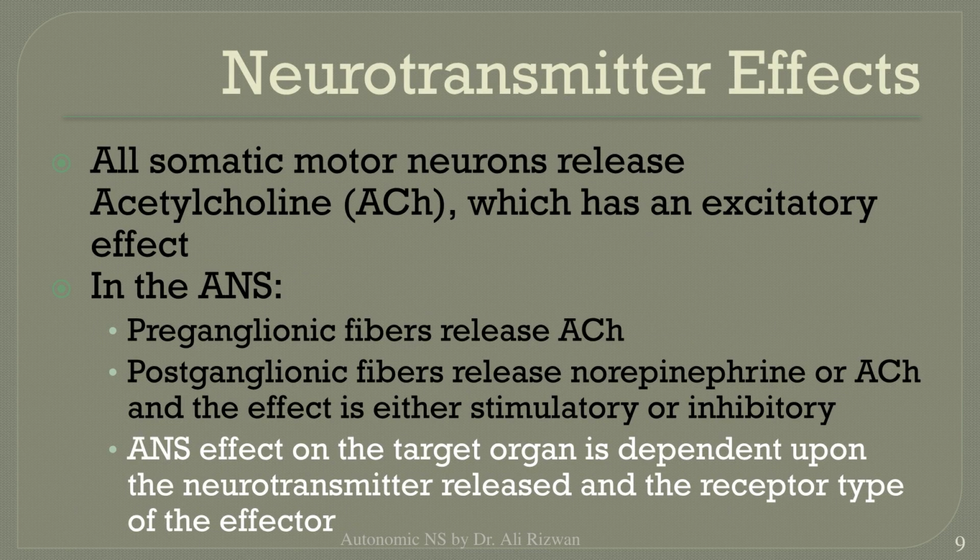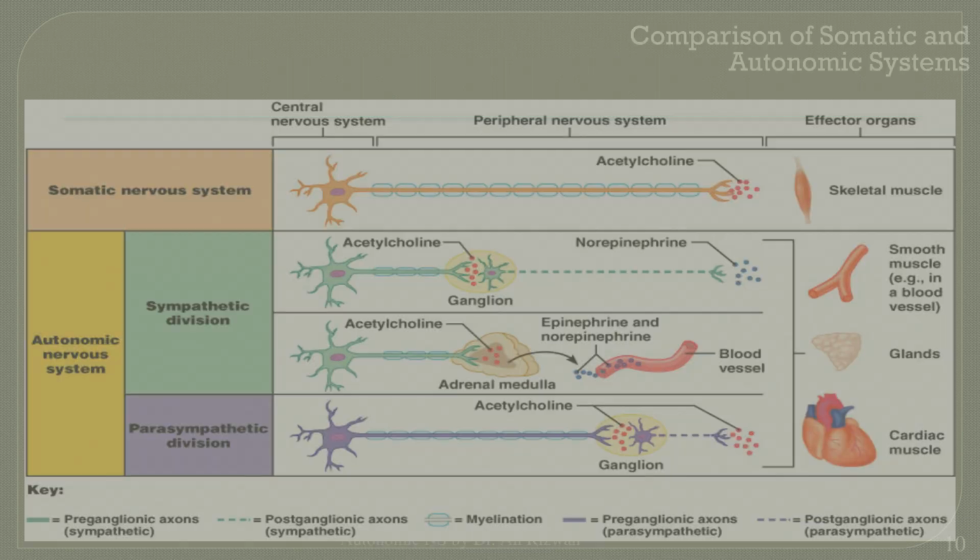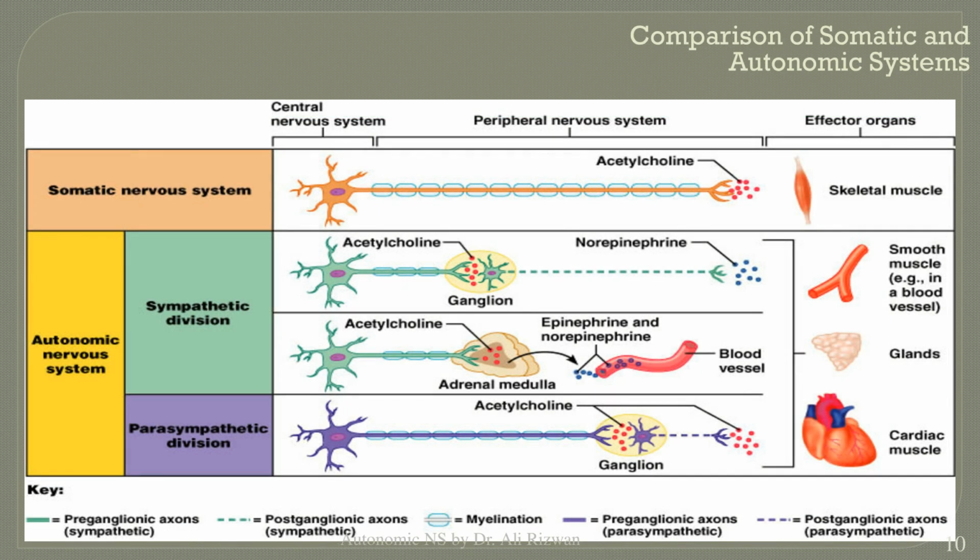Somatic neurons release acetylcholine, which is always excitatory. The autonomic system is more complex, as pre-ganglionic fibers release acetylcholine, while post-ganglionic fibers may release either acetylcholine or norepinephrine, depending on the target. This comparison chart highlights the structural and functional differences between the somatic nervous system and the two divisions of the autonomic nervous system.